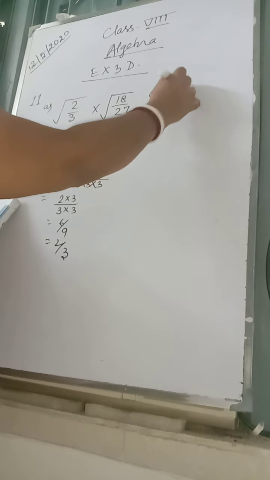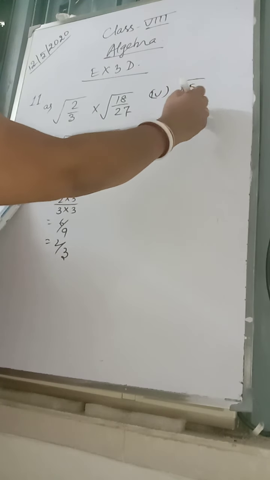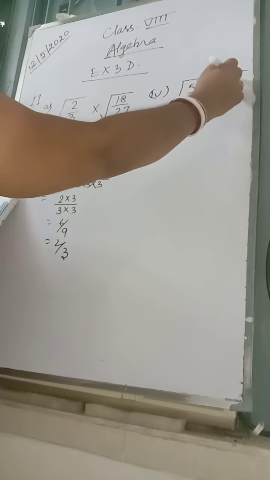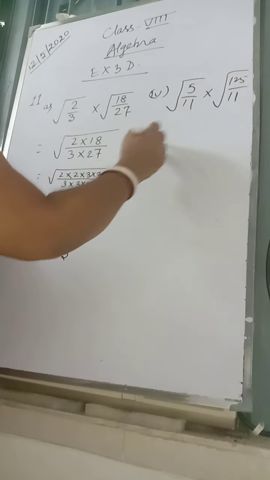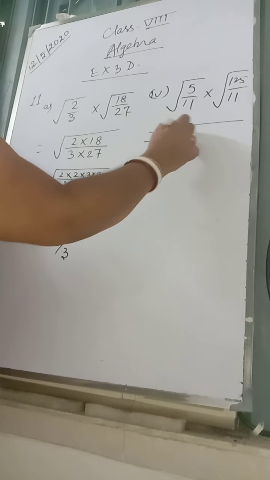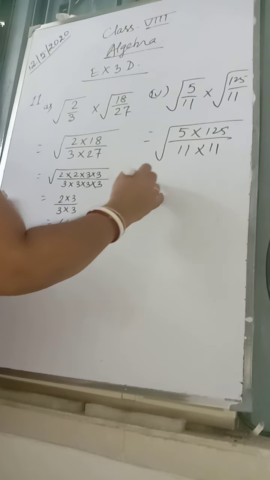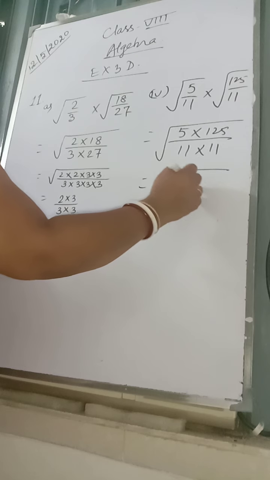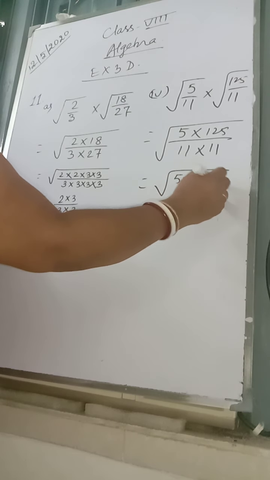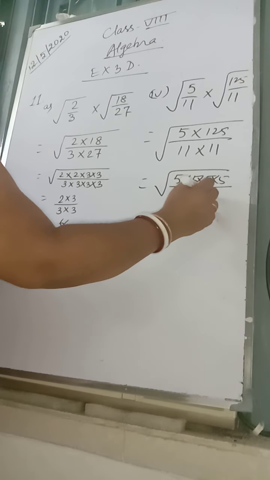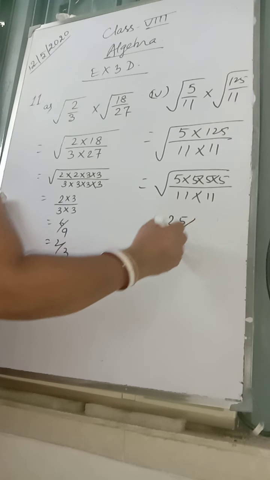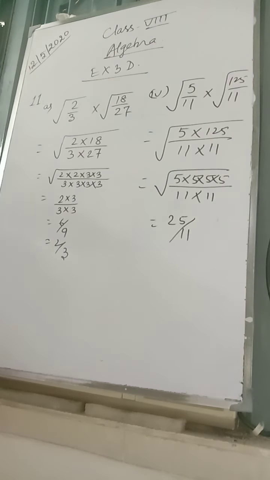This is 5 by 11 into 125 by 11. 5 into 125 by 11 into 11, or 5 into 5 into 5 into 5 by 11 into 11. So this gives you 25 by 11. Just leave it like that. Now B and C you will do, or 2 or 3 you will do.